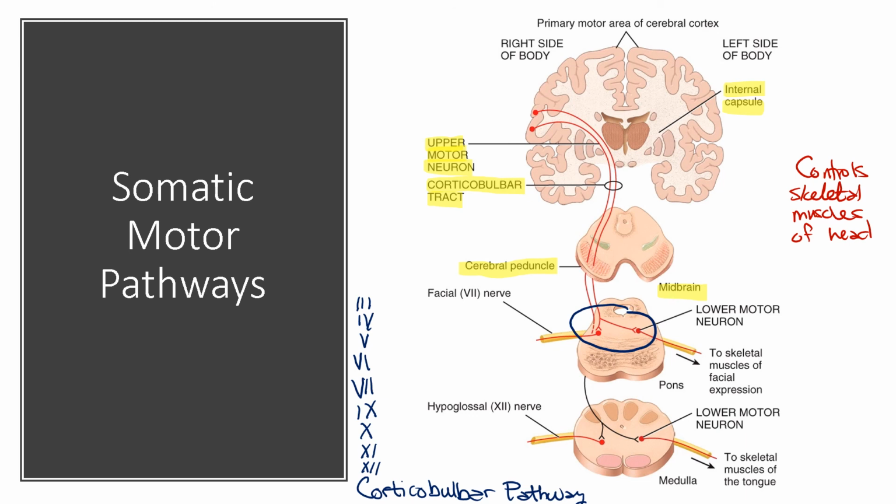Now, the lower motor neurons of the cranial nerves convey impulses that control very precise voluntary movements of the eyes, tongue, and neck. These include things like chewing, facial expression, speech, and swallowing.